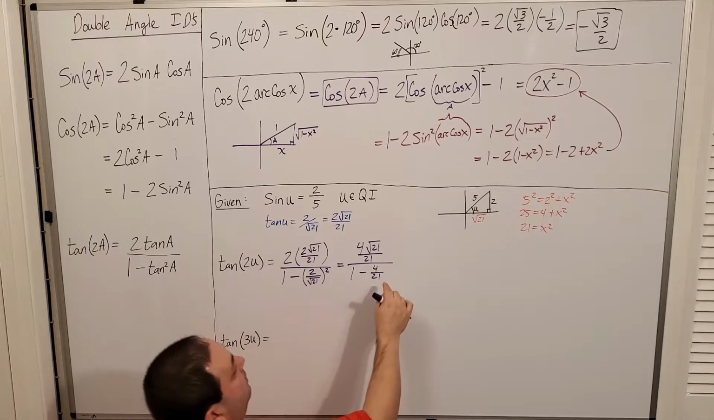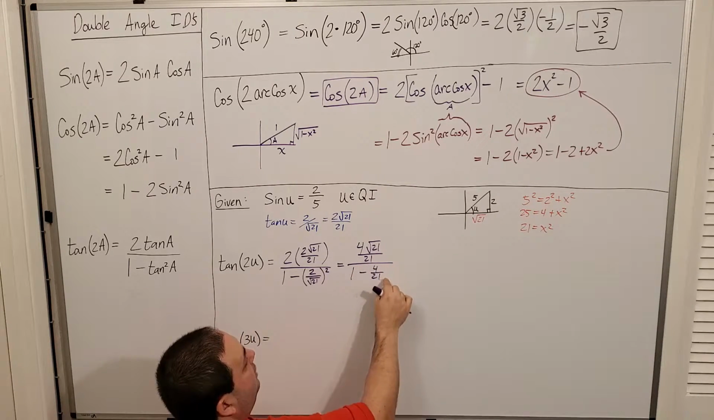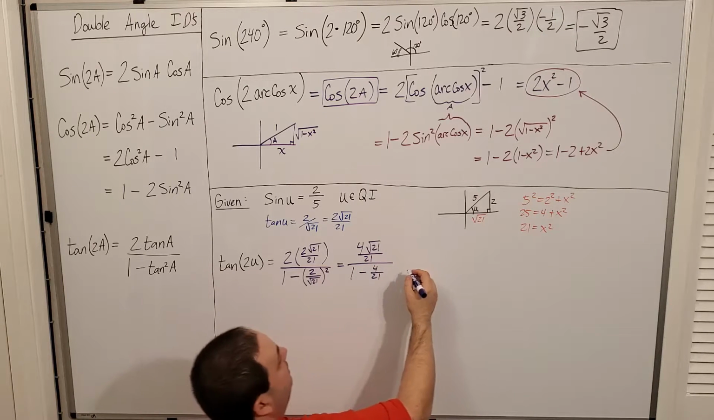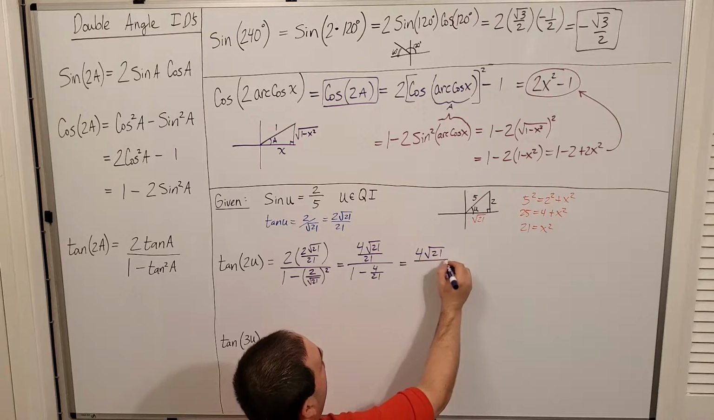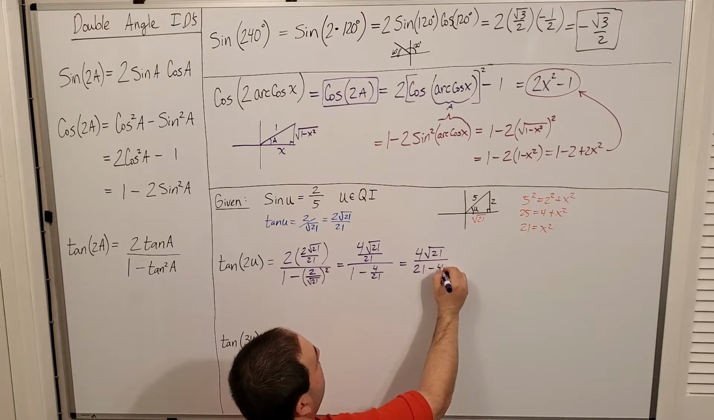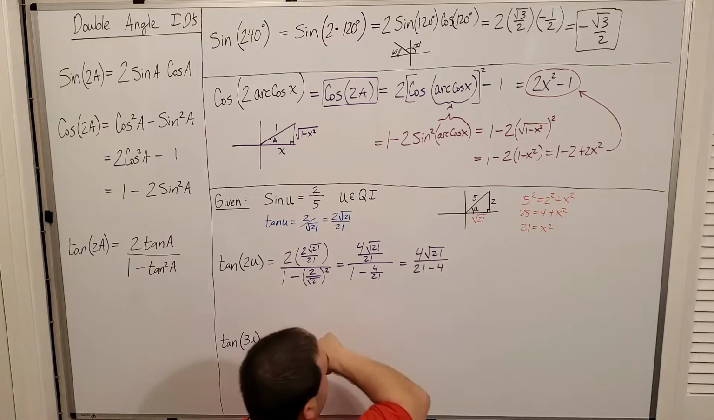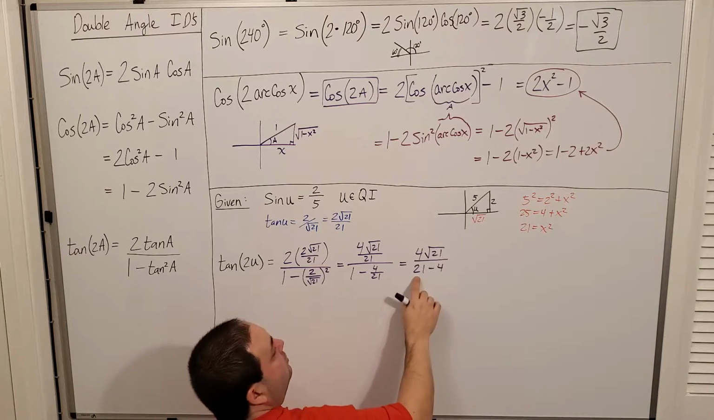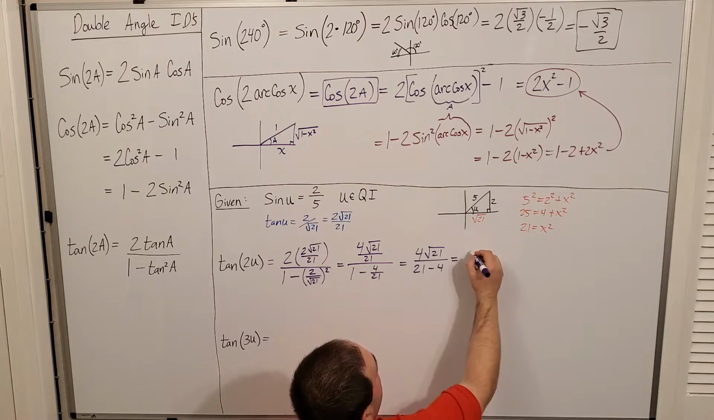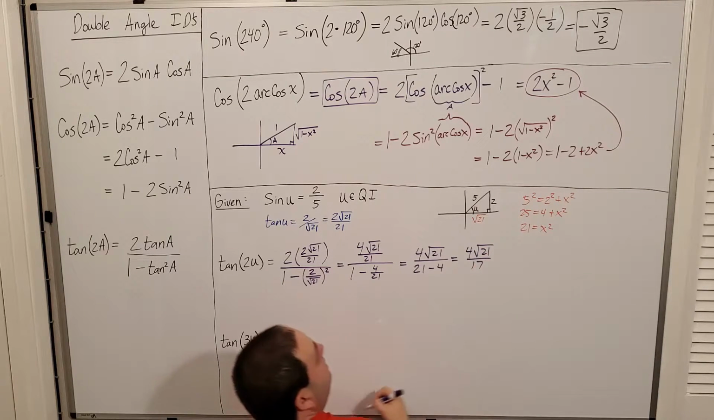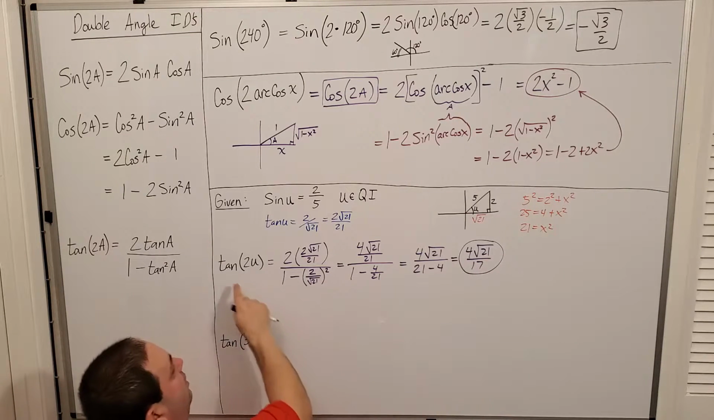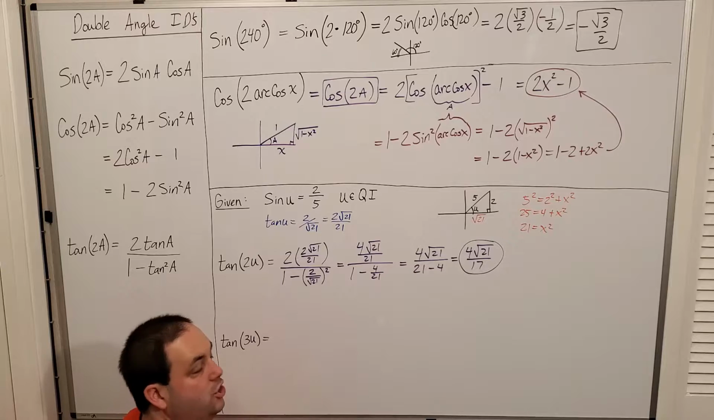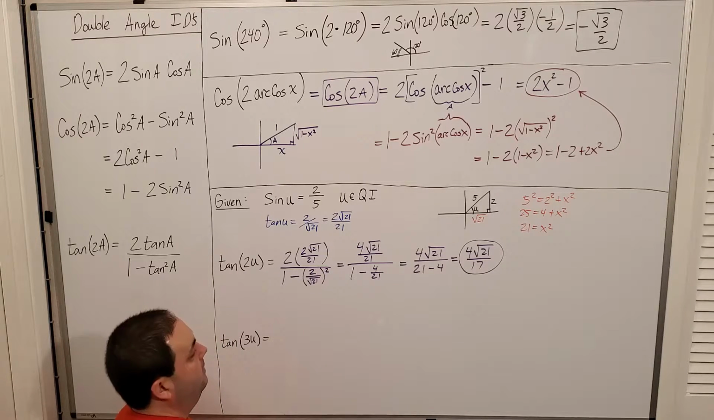From this point, what I'm going to do is multiply by 21 in all 3 places. And that's going to give me 4 square root of 21 over 21 minus 4 here. Okay, so 21 minus 4 is just 17. So I have 4 square root of 21 over 17. And there's my tangent of whatever 2 times u is.